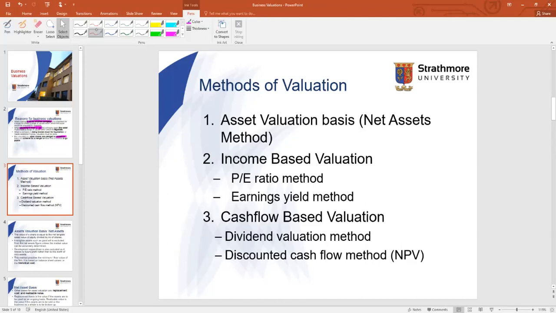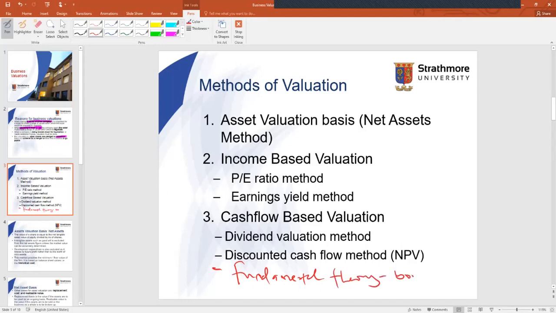Under the fundamental theory of valuation, which I think we did discuss already, so I will not go through it again, how we value bonds, the fundamental theory, is applied in bond valuation. So let's begin with the first method, the use of the NAV method, the net asset value method.